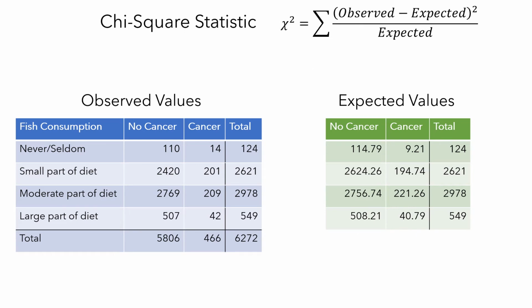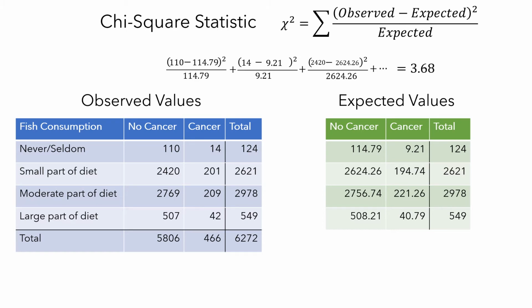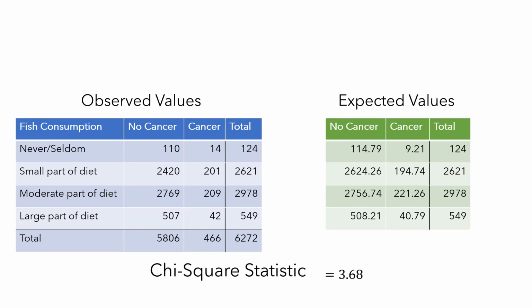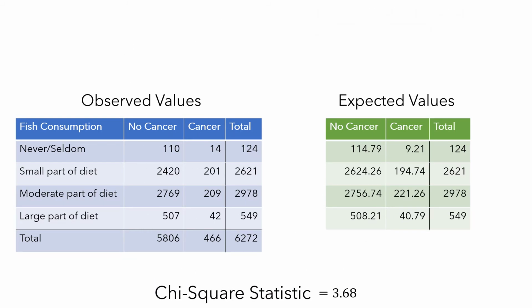We do this using the chi-square statistic. So first we'd take the observed value and subtract the corresponding expected value, square the difference, and divide by the expected value. Then we'd repeat this process for the next pair of observed and expected values, and add. Then we'd repeat this for the next pair, and continue this process. And after doing all of this, we'd get 3.68. This number summarizes the difference between the observed and expected values.